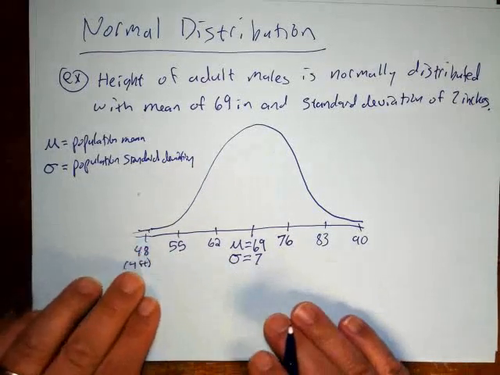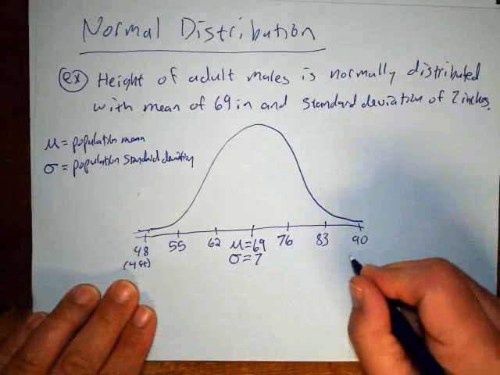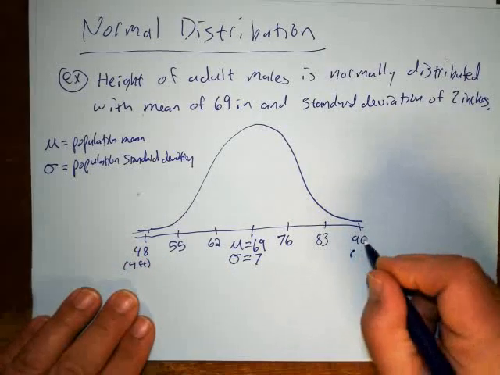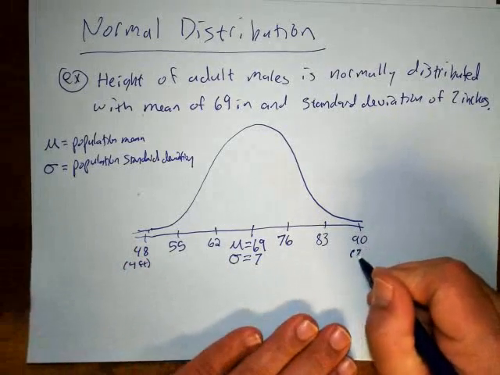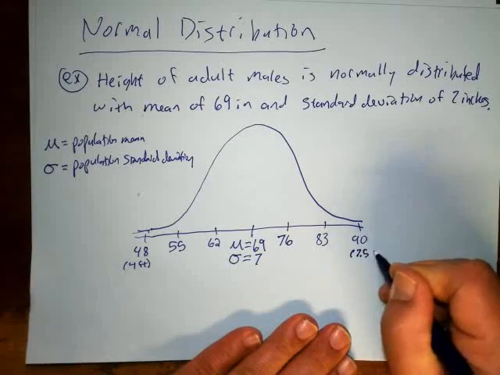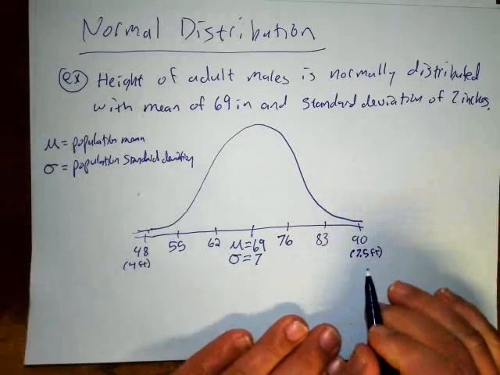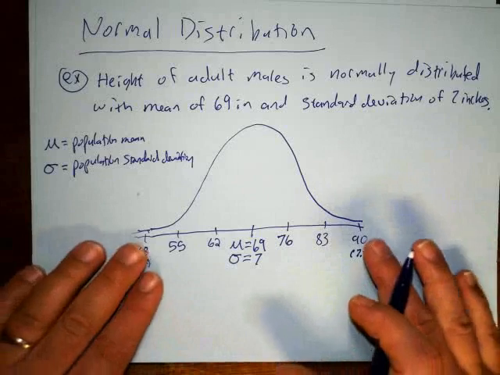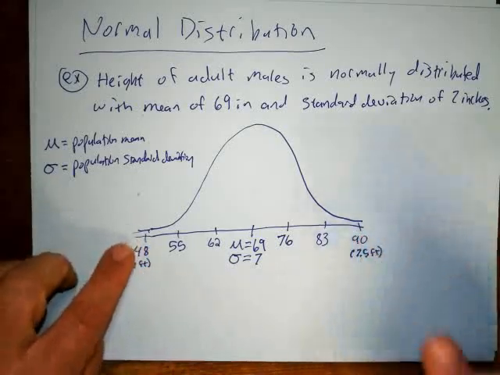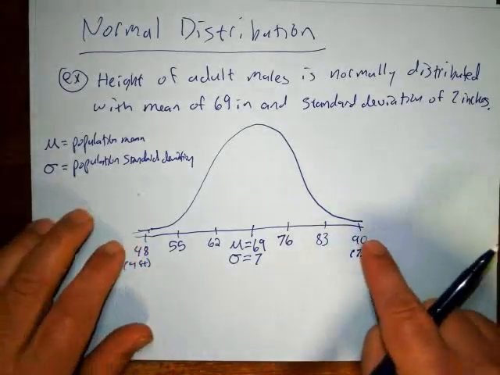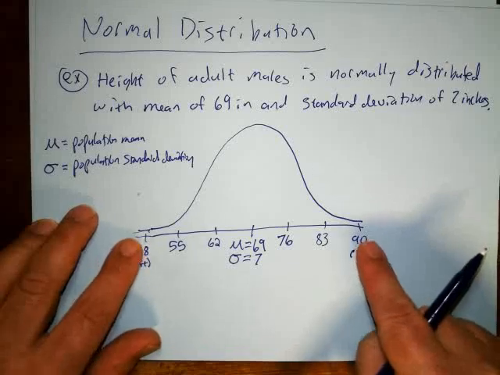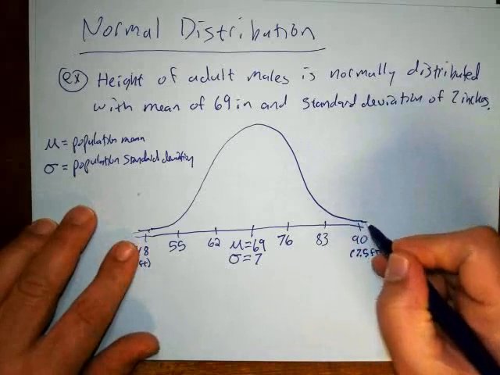That would be kind of the short extreme for heights of adult males. And 90 inches is actually 7.5 feet tall, and that's really pretty tall. Not that there can't be anybody shorter than that or taller than that, but I would say those are pretty much the outer extremes.